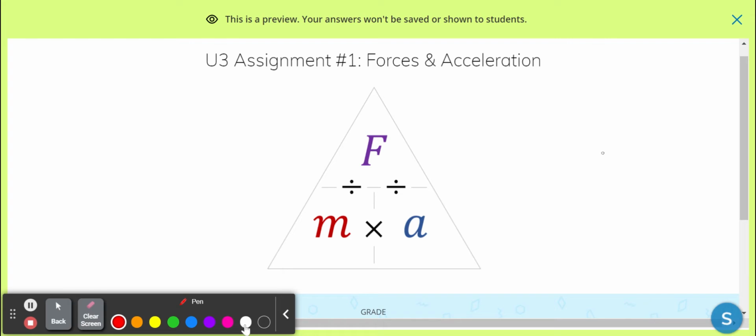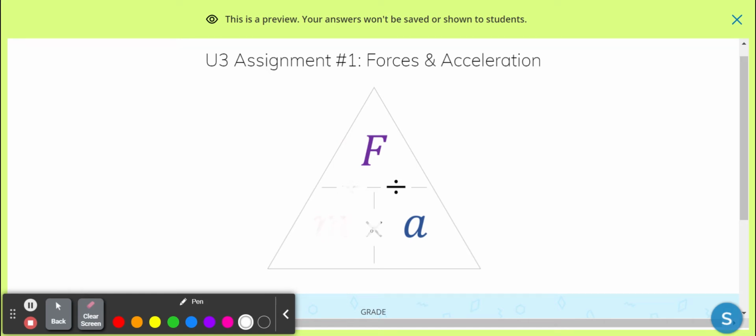And finally, this isn't a very common situation, but maybe, just maybe, you don't know what the mass of the object is. So we are going to solve for it. So we're going to cover up our M.